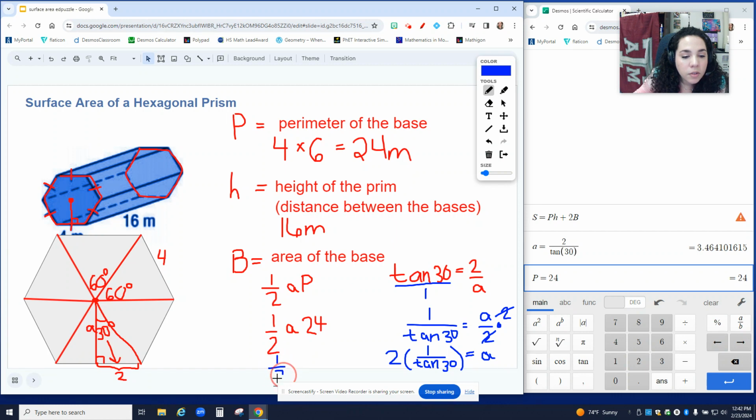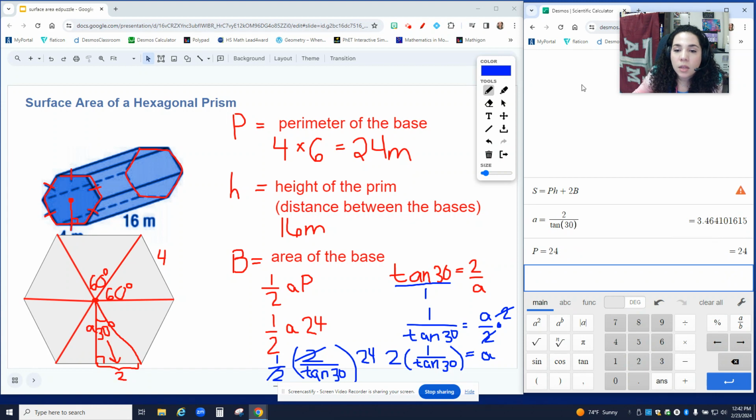Let's kind of simplify this. We have 1/2 times the apothem, area of the base. I'm just filling in the variables that we know. And then we're multiplying that by 24. So these 2's cancel out. We're left with 24 over tangent of 30 to represent the area of the base. But I'm going to go ahead and use the variables that I'm assigning here in the calculator.